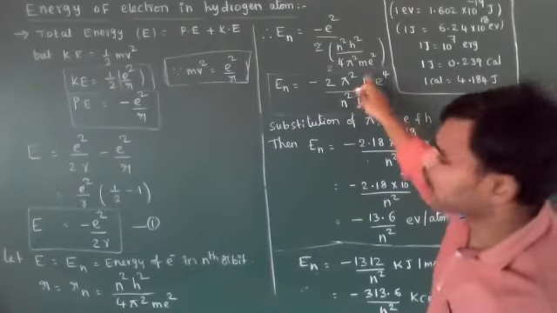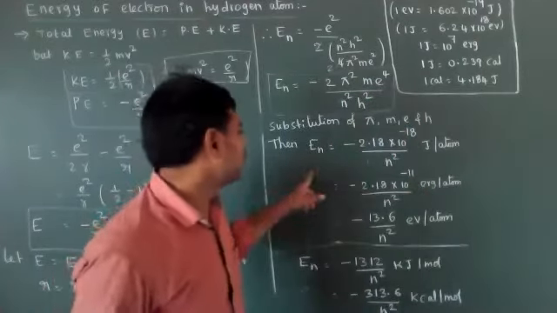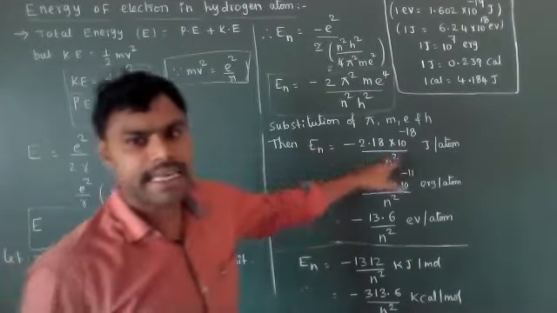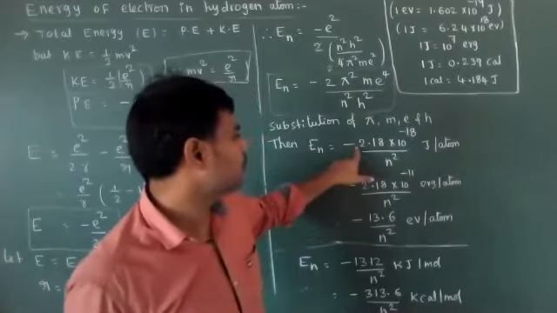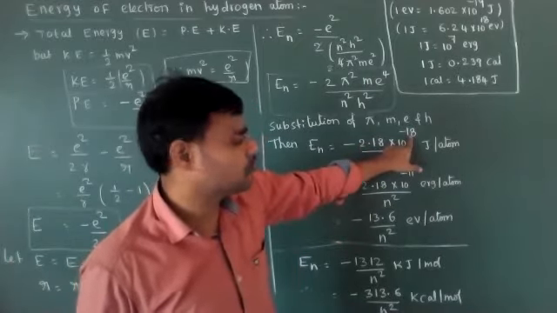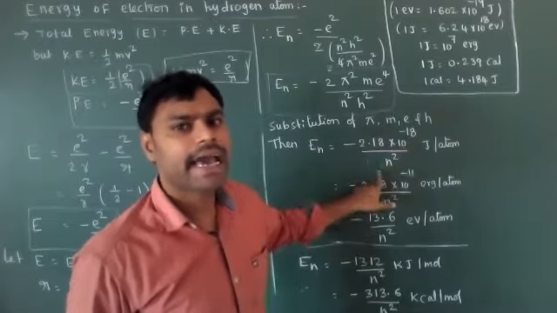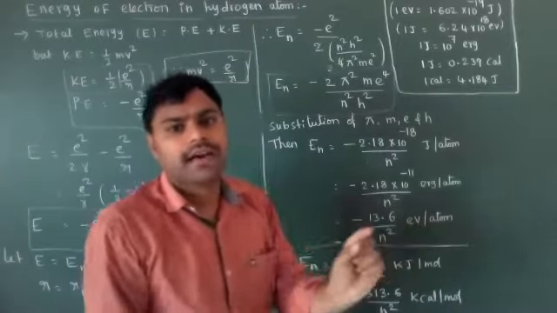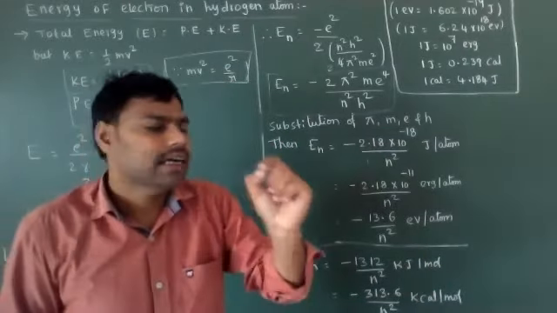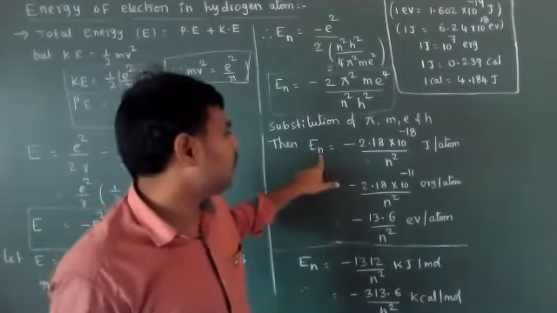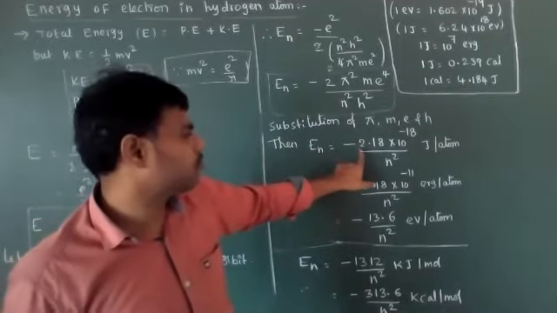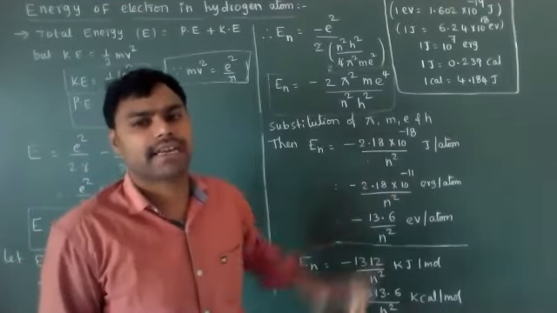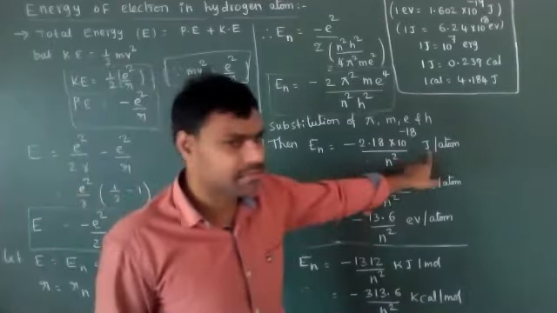If we substitute those values in the above equation, we get the electron energy present in the nth orbit in terms of joules equal to minus 2.18 into 10 to the power of minus 18 by n square joule per atom. This is per atom only. For a single atom, the energy of the electron present in the nth orbit is minus 2.18 into 10 to the power of minus 18 by n square, in terms of joules.